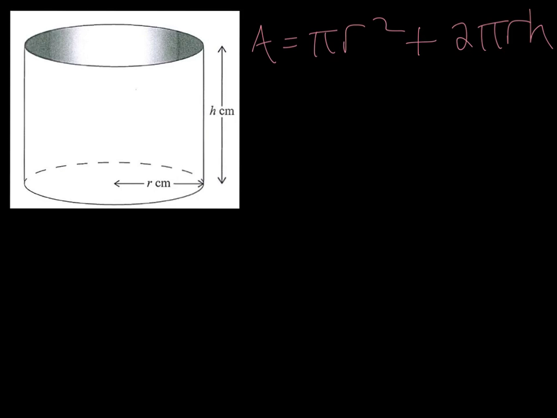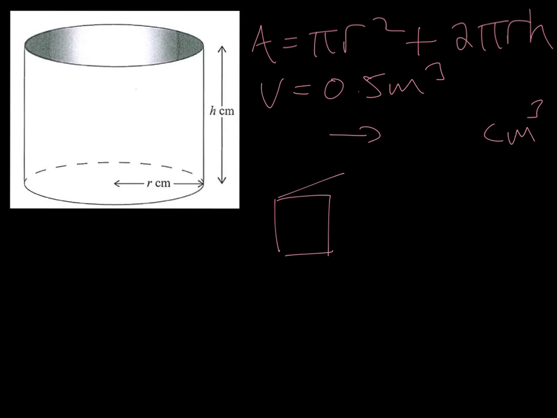In part B, we're told that the volume of the cylinder equals 0.5 meters cubed, and we're asked to convert that into centimeters cubed. So the way to think about this is, if we take a cube, and we're going to say this is a meter cubed. So if we have a meter cube, 1, 1, and 1, that gives you 1 meter cubed.